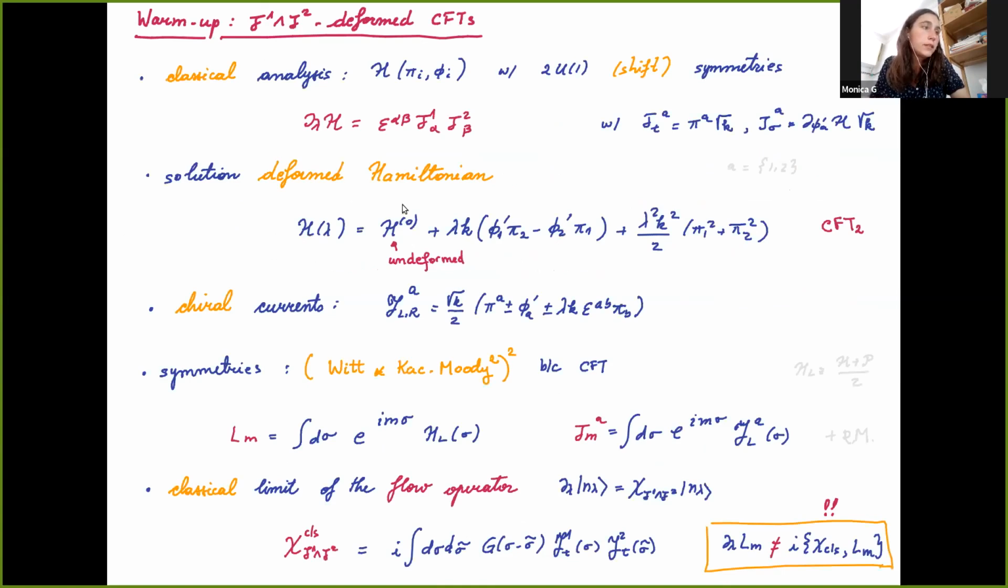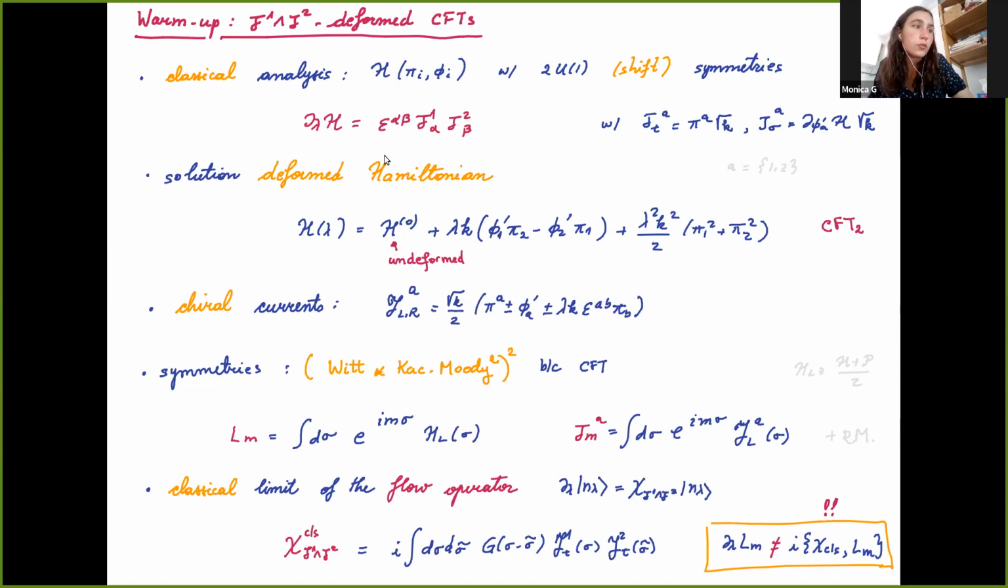And this is where this J1 wedge J2 warm-up is maybe useful to get a little bit of intuition. We're going to work at the classical level just to be able to write down everything very nicely. So we work in Hamiltonian language. The Hamiltonian depends on some scalar fields and their conjugate momenta.